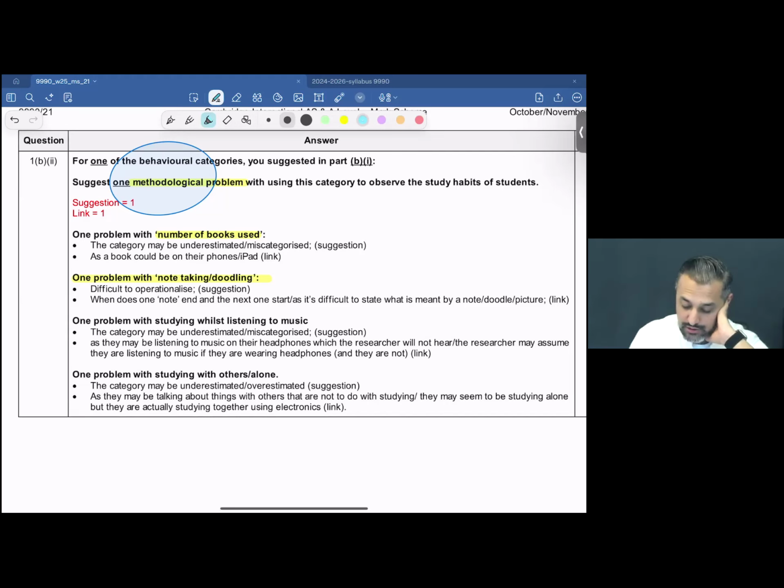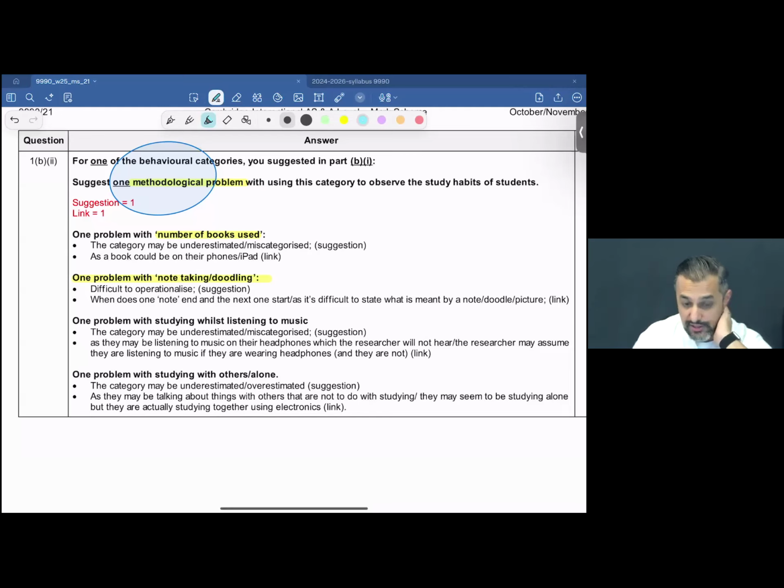The fourth one, a problem with studying with others or alone. The category may be underestimated or overestimated, as they may be talking about things with others that are not to do with studying. I mean, probably you're talking about anything, let's just say the current global crisis. They may seem to be studying alone, but they're actually studying together using electronic means.